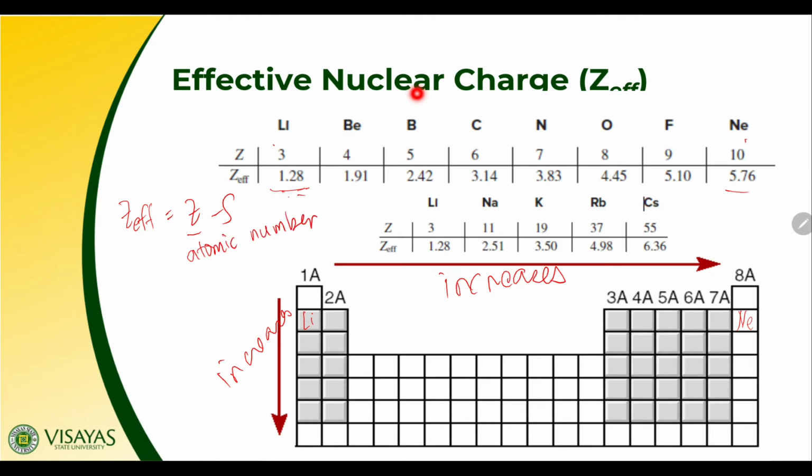Now, what happens to the atomic number as we go from left to right? It increases, right? It increases by 1. So this value then increases from left to right. Now, what about the value for shielding?